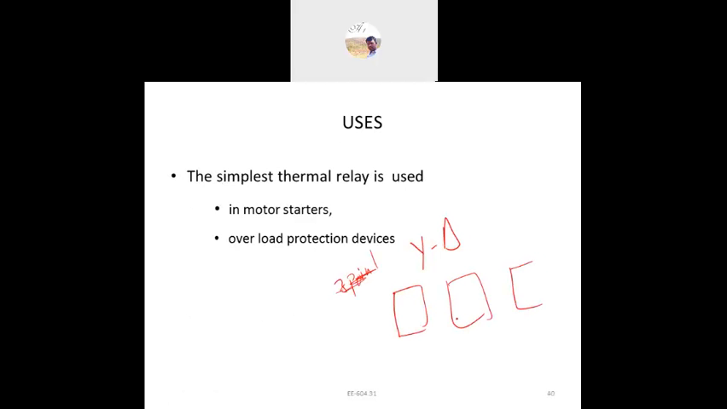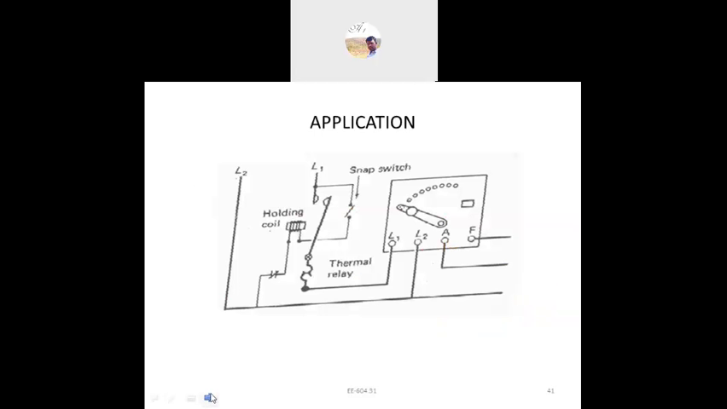From here the setting multiplier will be there, showing how much current it is, in the star delta starter and overload protection devices. Here is a thermal overload relay used with the magnetic contactor. Here it is showing the 4 point starter, with the thermal relay connected at the line. If an overload is there, it should operate immediately.